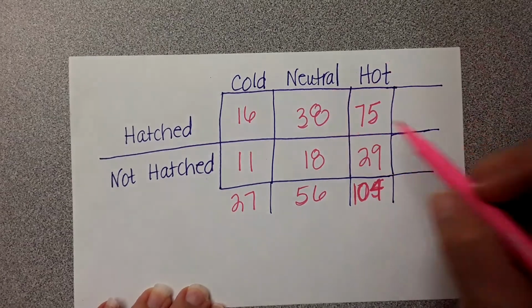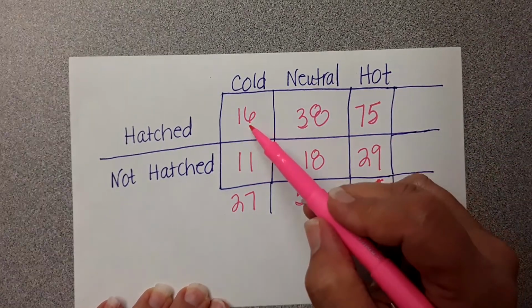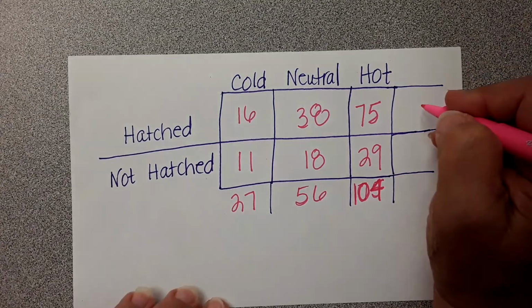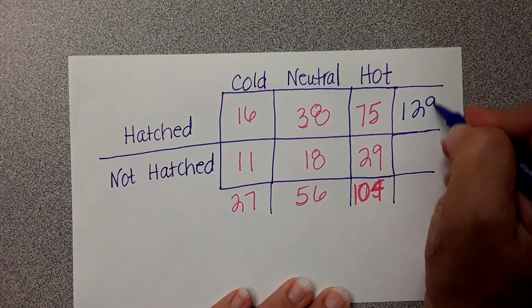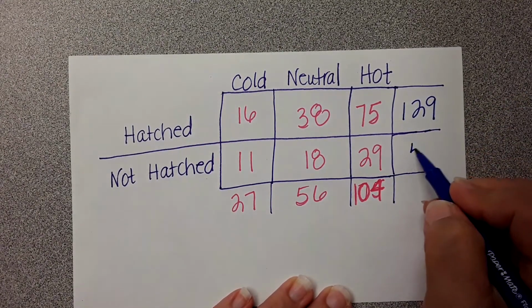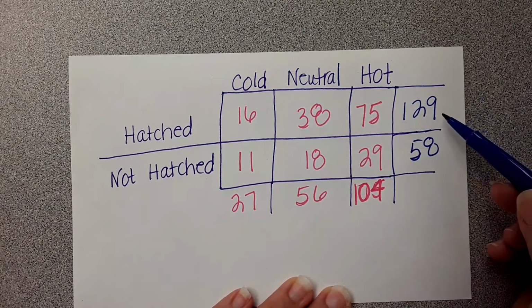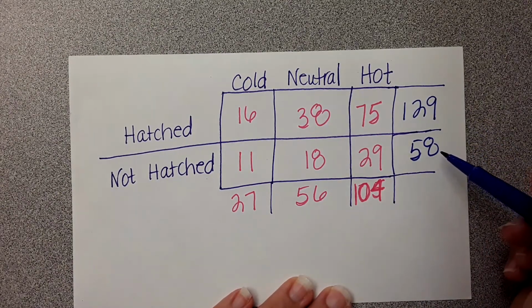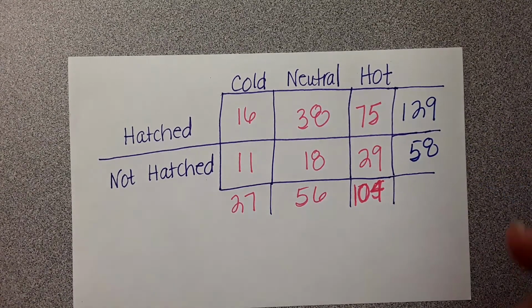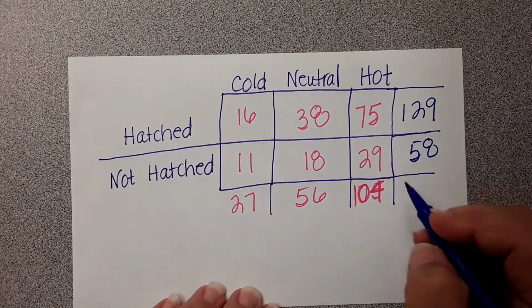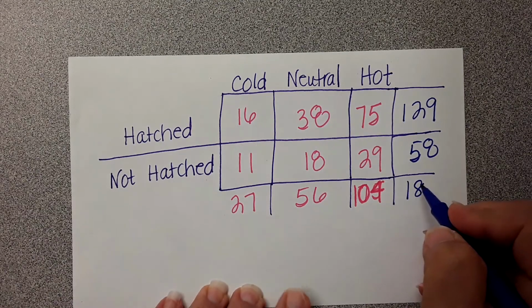So how many eggs altogether hatched in this problem? You would add 16 plus 38 plus 75, and you would get 129. You had 58 that did not hatch. So altogether you had 129 that hatched, 58 that did not hatch. And how many eggs altogether did you have? Did you get 187? Because that is what I got.